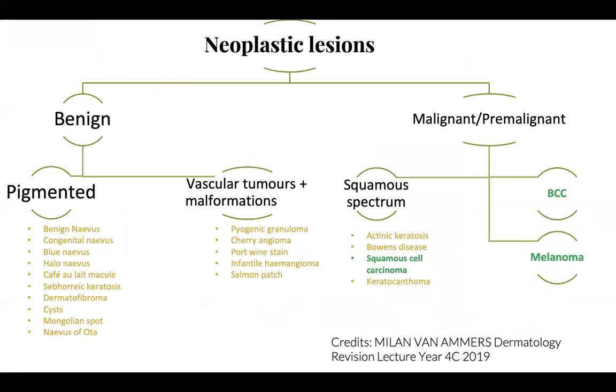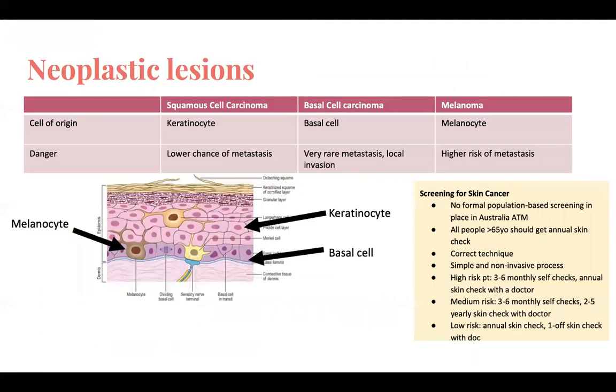Moving on to neoplastic lesions. So I didn't create this, but the main things I think to know for year 3B are your malignant ones. On the squamous spectrum, your SCC, and then your BCC and melanoma are the three main ones we'll cover today.